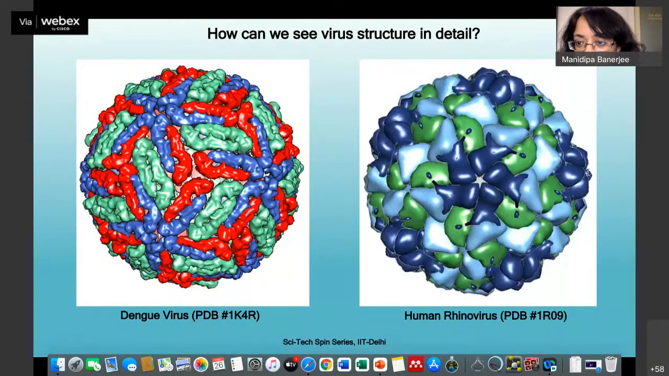What is the PDB ID? So these virus images you saw were taken from the Protein Data Bank. The Protein Data Bank is available for anyone to visualize. These are all structures that have been solved at high resolution, and each structure has an ID. The ID is typically four characters, some numbers, some letters, and if you want to look for any particular structure, you can just plug it in and see that structure.